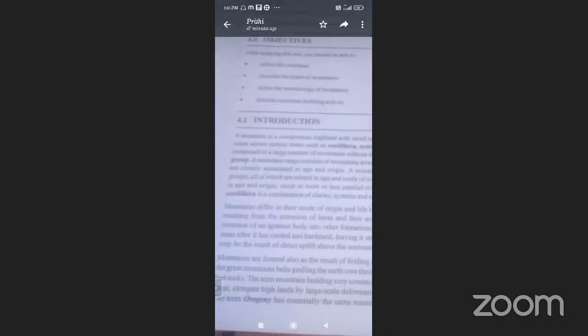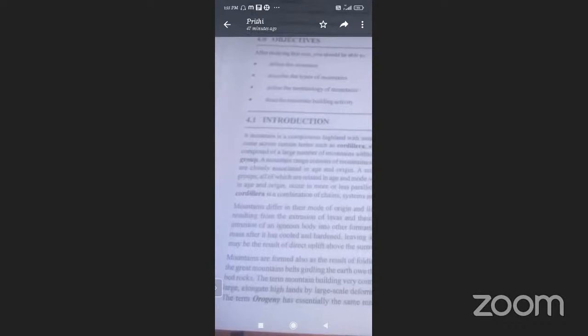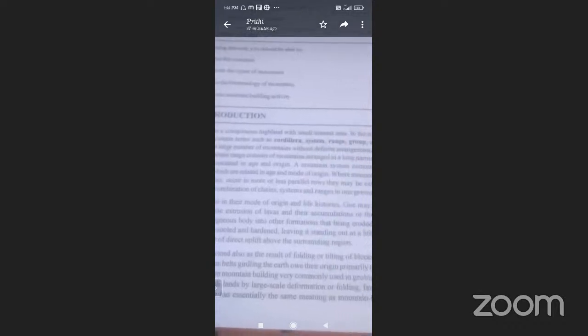Or they may be the result of the intrusion of an igneous body into other formations that are eroded away. The igneous mass, after it has cooled and hardened, is left standing out as a hill or mountain. Still others may be the result of direct uplift above the surrounding region. So they differ quite a lot in their mode of origin.